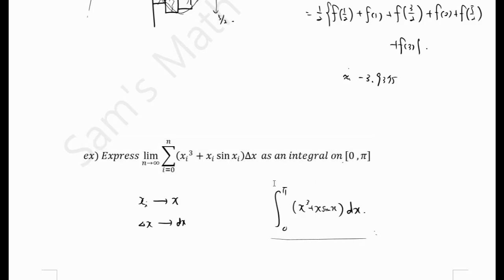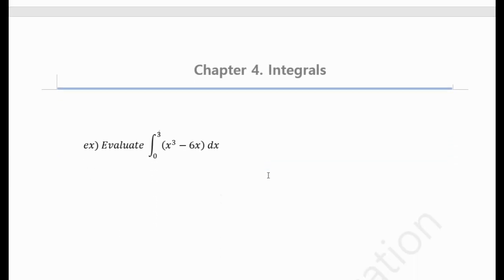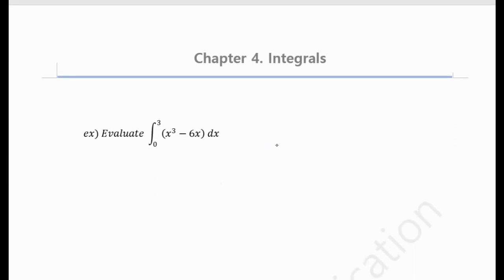The next question is, evaluate the definite integral from 0 to 3 of x cubed minus 6x. We cannot calculate this definite integral directly. We will discuss direct calculation for definite integrals next time. At this time, we cannot calculate this directly, so we have to change this definite integral into a Riemann sum.